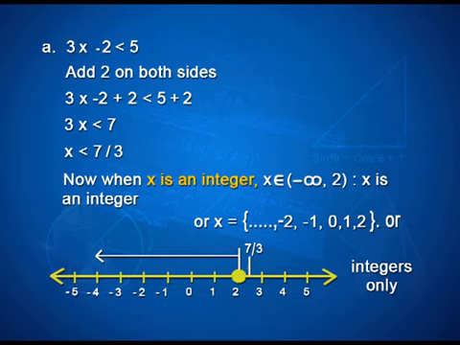Note that we have marked the point 2 with a complete circle, a colored circle and the arrowhead pointing on the left hand side of 2, because we are again solving the inequality for x as an integer less than 7 by 3. Note that on this number line we have considered integers only.